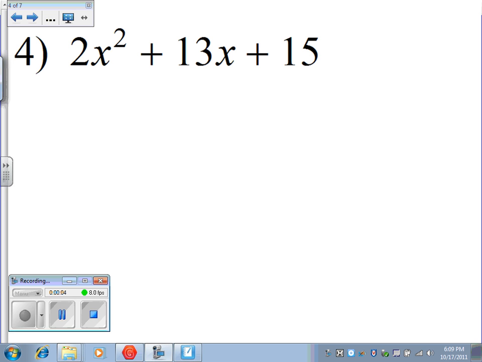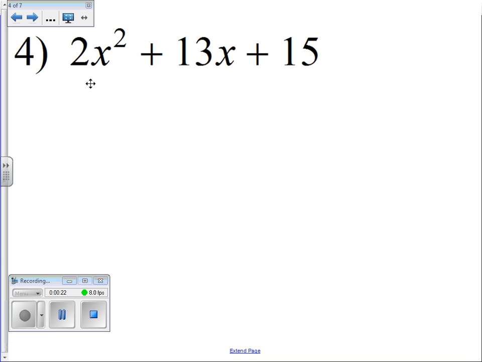My question: 2x squared plus 13x plus 15, factor completely. There's nothing I can factor out of each term, so I am going to do the product sum grouping method. So we have first, A equals 2, B equals 13, C is equal to 15.